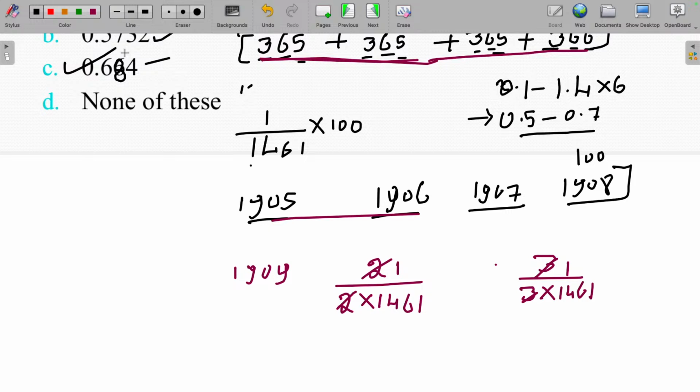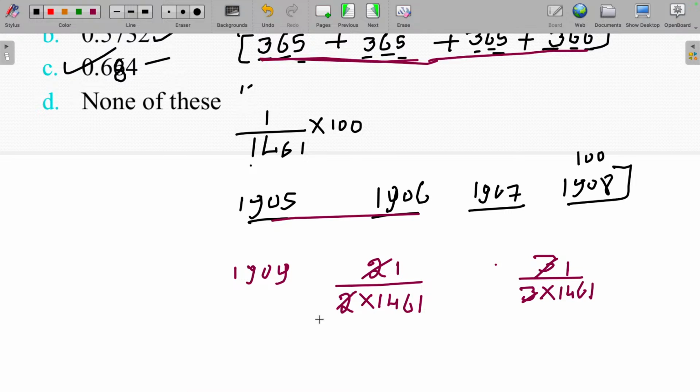Is it clear? How I am deciding the answer? Sir, why are you calculating 0.5%? Actually, it should be 1%. I mean it is okay, it is not 0.5, it is 0.05. I will explain once again.